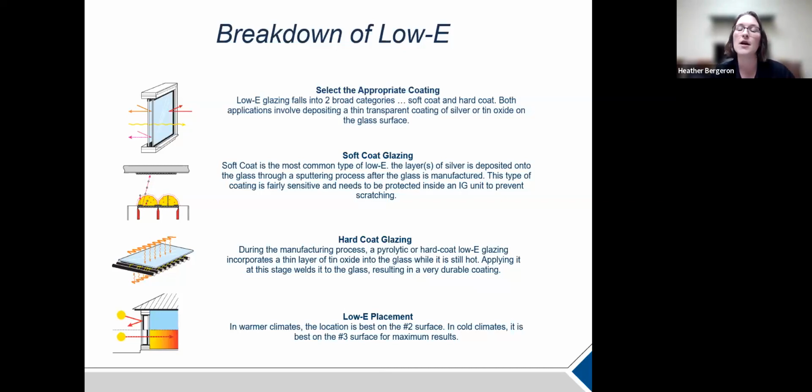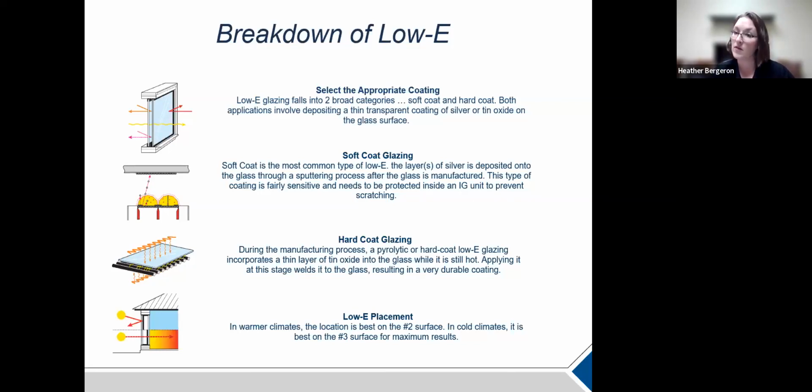And there's a diagram here to the left-hand side. If you're looking for a soft coat glazing, that's the most common type of low E. That layer of silver is deposited onto the glass through a sputtering process after the glass has been manufactured. This type of coating is fairly sensitive and needs to be protected inside the insulated glass unit to prevent any scratching. If you're looking into a hard coat glazing, during the manufacturing process there's a pyrolytic or hard coat low E glazing that incorporates a thin layer of tin oxide into the glass while it's still hot. So that's applying it at a stage where it's welded into the glass, resulting in a very durable coating.